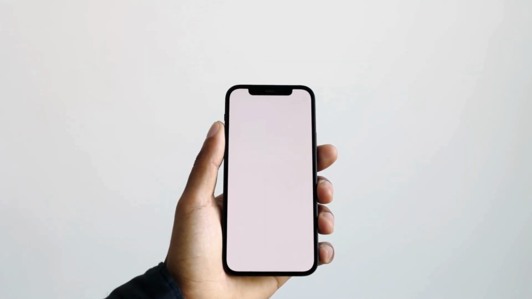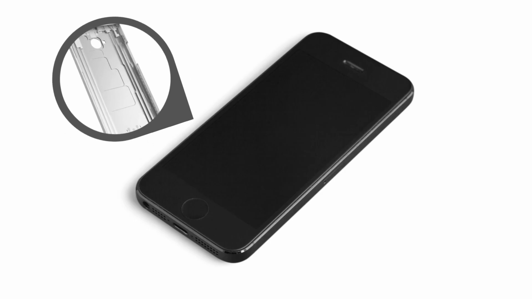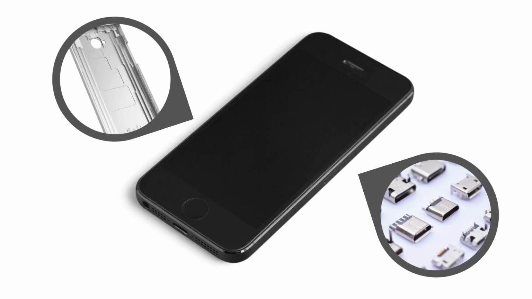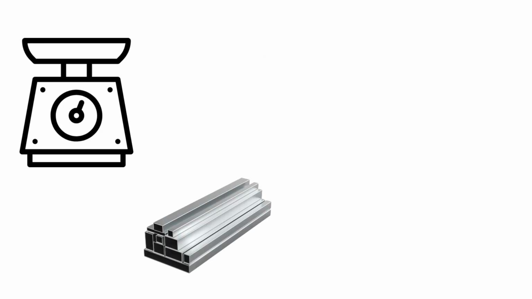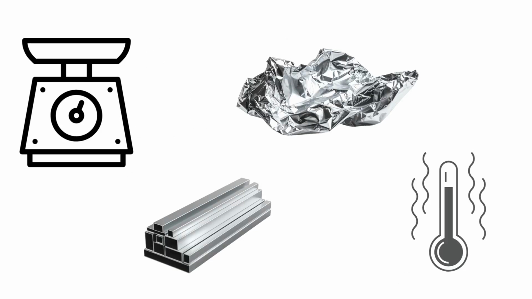So, how is aluminum used in our phones? In our smartphones, aluminum is commonly used for the outer casing and to house electrical components of the phone. Aluminum is great for these purposes because it is lightweight and durable, yet also malleable. It is also good at heat dissipation.